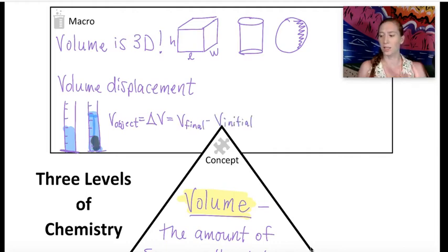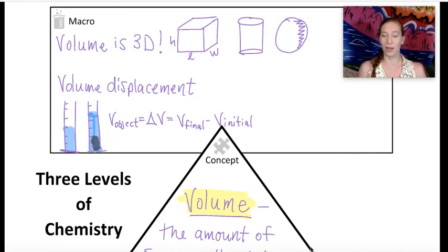But if you have something that's oddly shaped, this volume displacement method is going to be the way to go for your volume measurement. Okay, so we're going to do a little bit more with volume as we move on to our next lab activity, looking at the relationship between mass and volume.